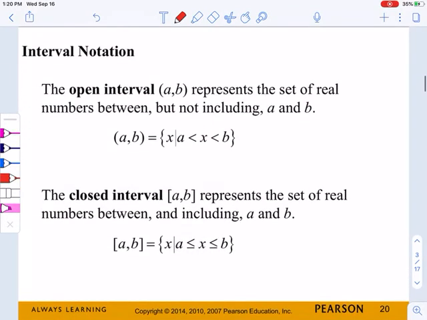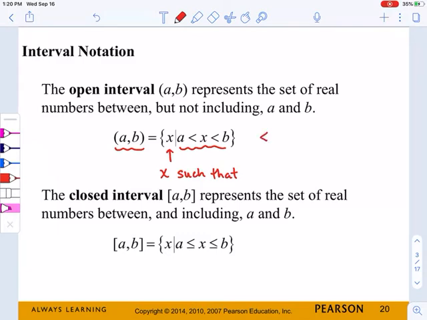So interval notation, as I mentioned, is going to be a little different. It says the open interval, and they use parentheses, a comma b, represents a set of real numbers between, but not including, a and b. What would look familiar would be a is less than x, which is less than b. That's our regular means for looking at an inequality. But now they're going to represent that as we're starting at a and going to b, but we are not including a and b. This piece right here, where it has that x and then that bar, is read as x such that whatever they state after it: a is less than x, which is less than b.